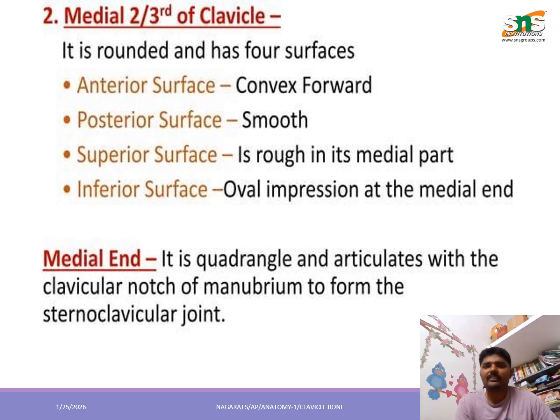The middle two-thirds of the clavicle is rounded and has four surfaces: anterior, posterior, superior, and inferior. The anterior surface is convex forward, and the posterior surface is smooth. The superior surface is rough in the middle part. The inferior surface has an oval impression near the medial end. The medial end is quadrangular and articulates with the clavicular notch of the manubrium to form the sternoclavicular joint.